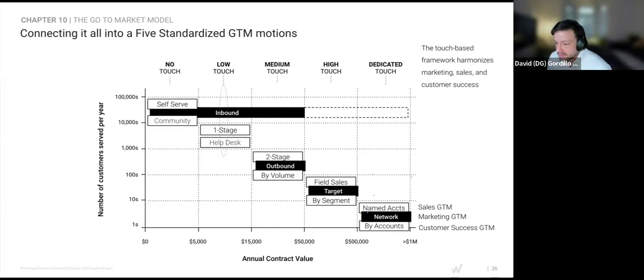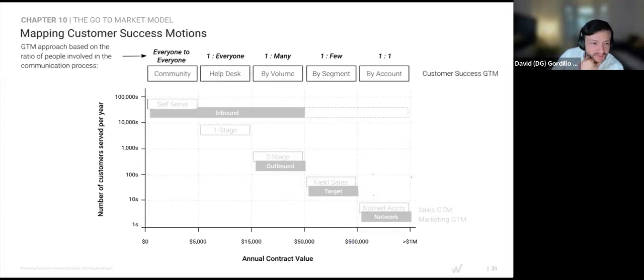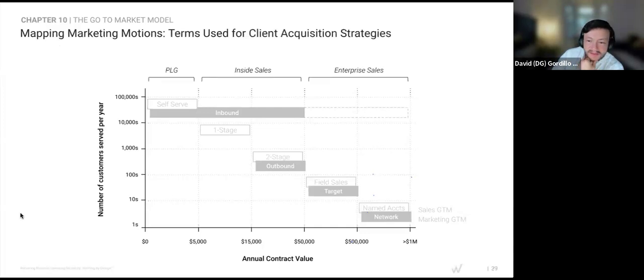Okay, Andy, I see why inbound doesn't really work for high touch and dedicated, even from a lead gen perspective. It does, it actually does. So that's why we have this dotted line in high touch and dedicated touch. However, when we get into what we call enterprise sales, the differences between inbound and prospecting start to blur.